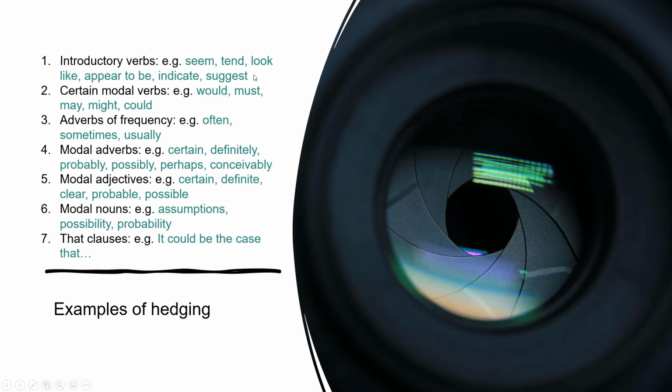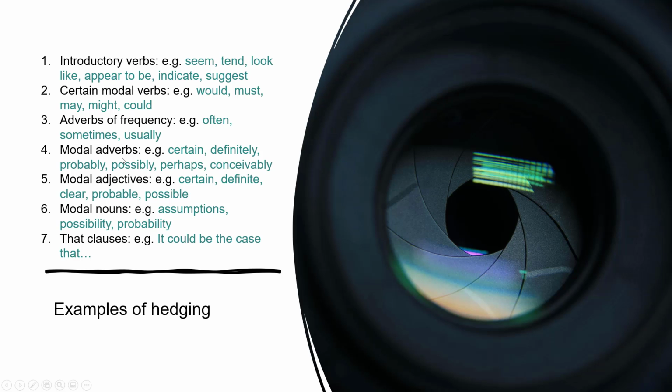So introductory verbs: seem, tend, look like, appear to be, indicate, suggest. So instead of saying "the research shows", you can say that this research indicates or suggests, right? Because it might be very clear in the research or in the study, but we need more studies and more research to know for a fact if this is true. Modal verbs: would, must, may, might, could. You know, "this may be a fact" instead of "this is a fact".